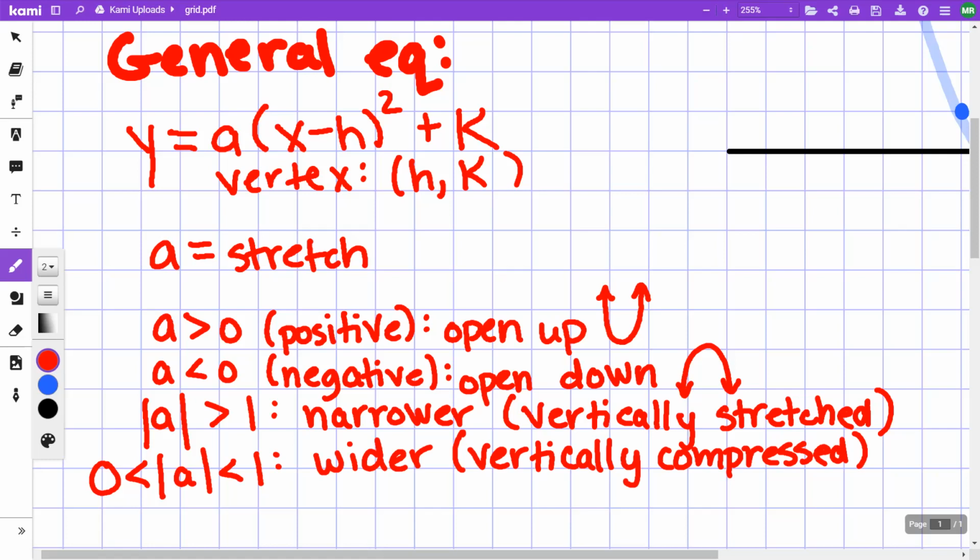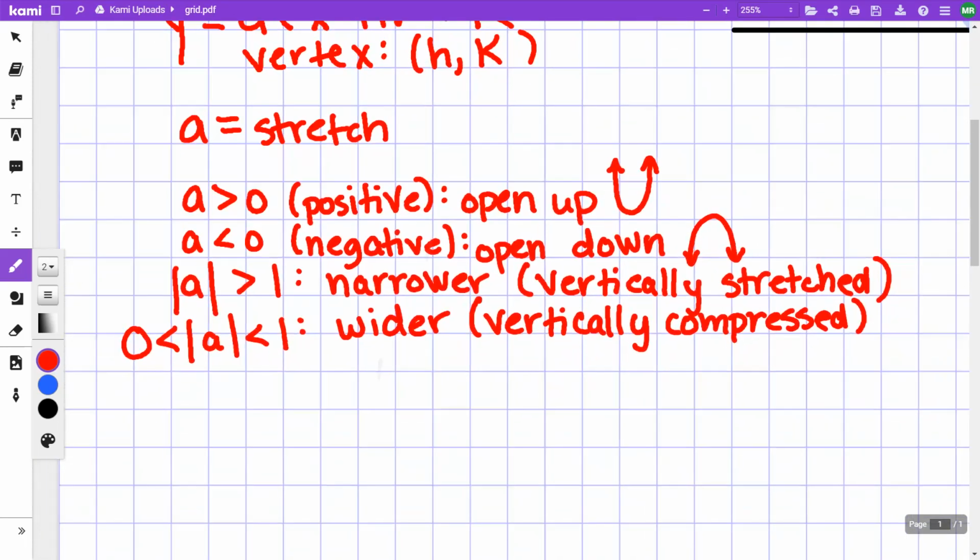So your a is going to determine if it opens up or down. Your a is also going to determine if it's narrower or wider. Depending on if the number in absolute value is greater than 1, it's going to be getting higher faster, so it's going to be narrow. If it's between 0 and 1, it's going to get higher slower, so it's going to be wider.